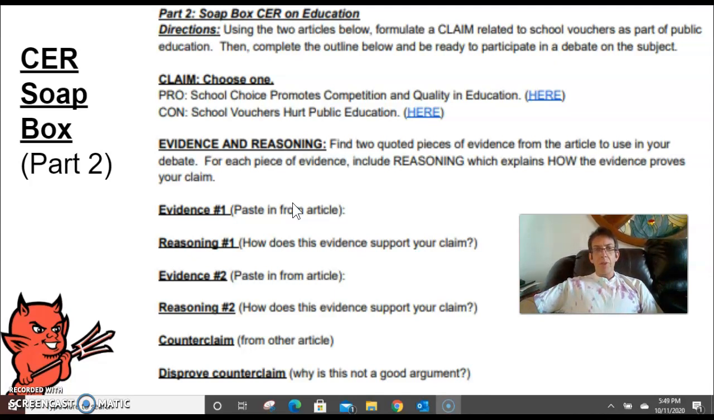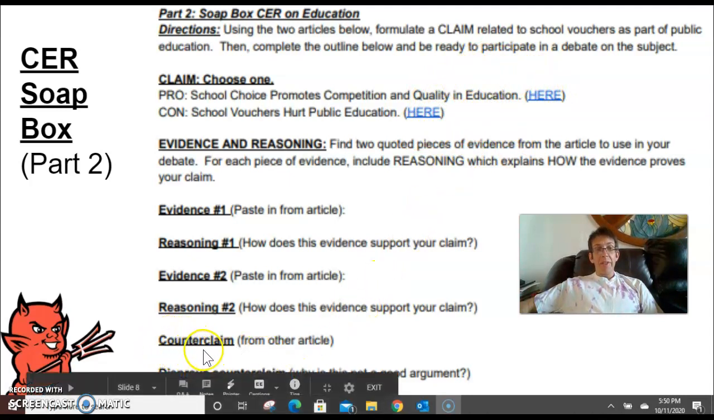So be ready to provide some good evidence to be able to argue your point and reasoning as far as how that evidence proves your claim. So the two claims that you can choose are either that school choice promotes competition and quality in education, or school vouchers hurt public education. So I would read a couple paragraphs from each article before you make your decision. Choose one article. You need to read one article all the way through.